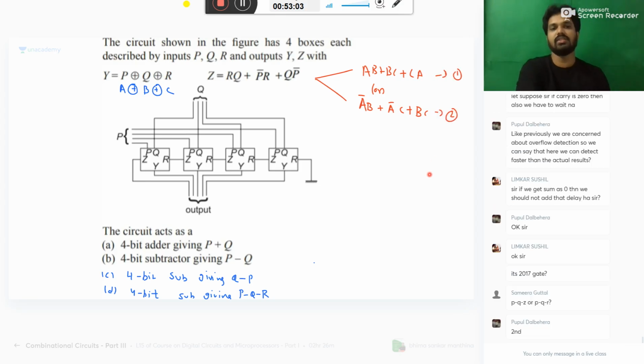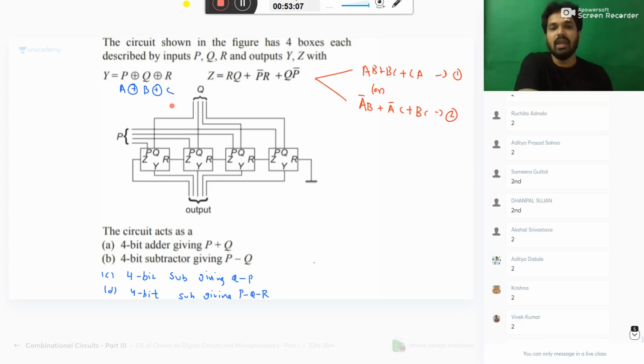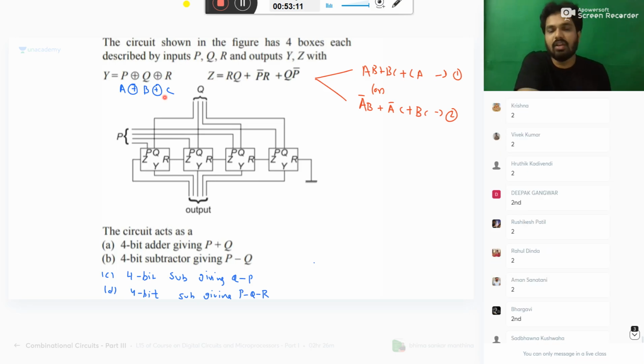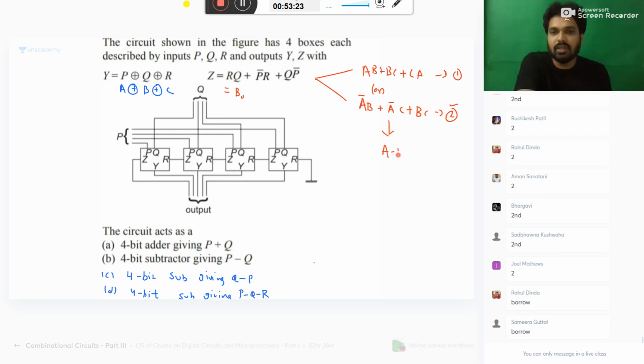Because the question doesn't say whether it is a full adder or full subtractor, you just see the figure and tell me. This is like your sum and difference also. This is like borrow or carry. Tell me, this expression is looking like a borrow. Here this will perform A minus B, so this will perform P minus Q or Q minus P.